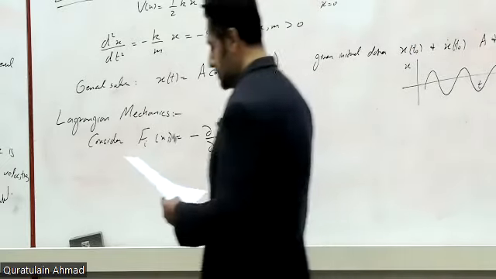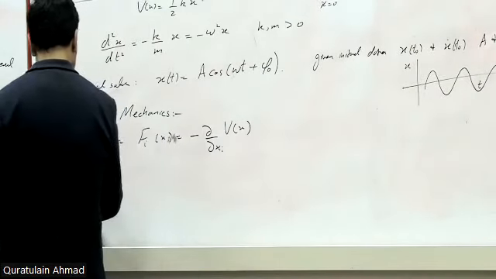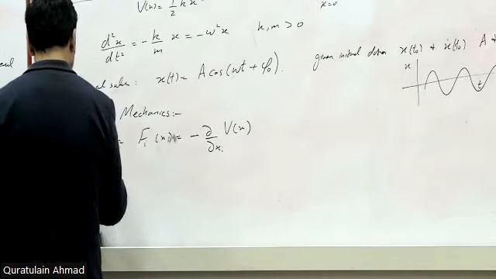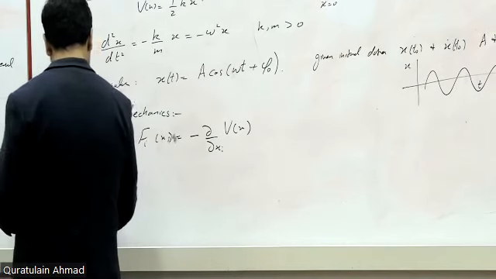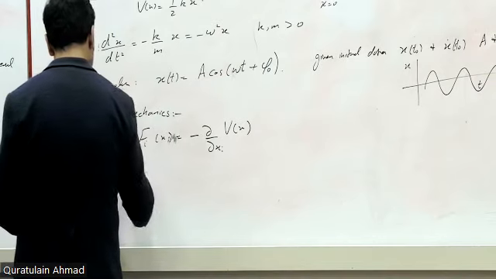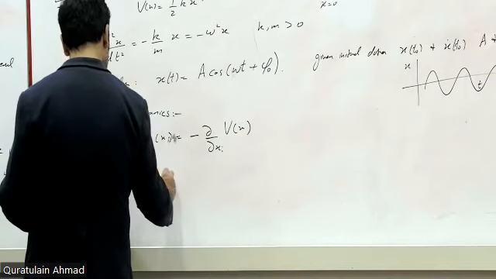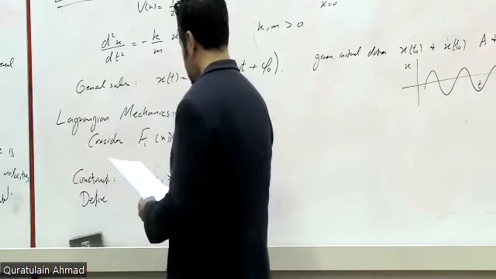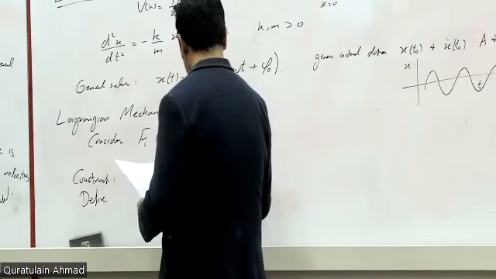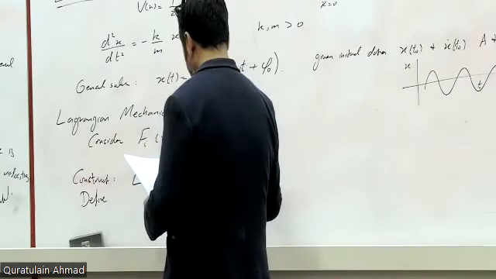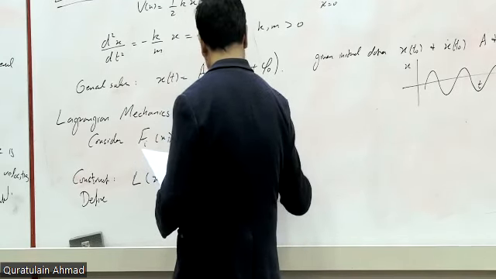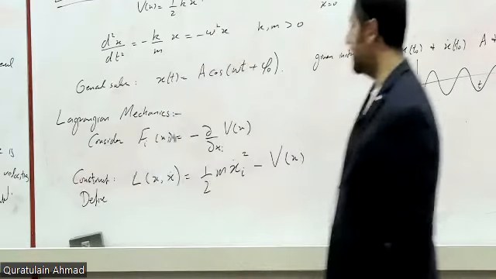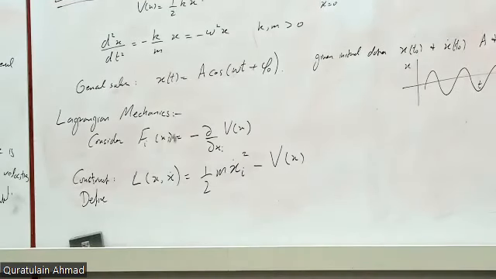Then I construct this, or define this, a function of x and x dot by this expression. Now, when I write this, it is just some practice in writing these expressions.